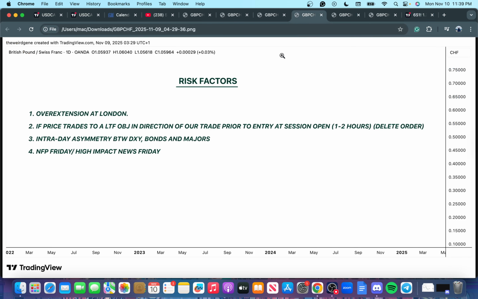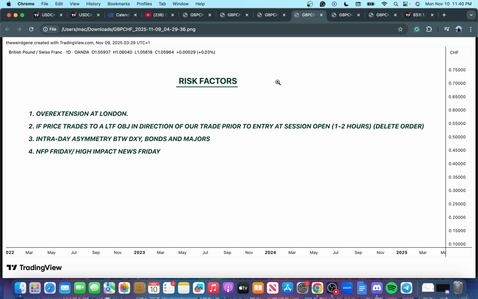You do nothing. Right, number 3 risk factor, of course, is intraday asymmetry between DXY, bonds, and the majors. Like I've talked about before, symmetry is a function of order flow. When liquidity, when money is being poured into an asset class, that institutional activity would reflect across correlated markets.